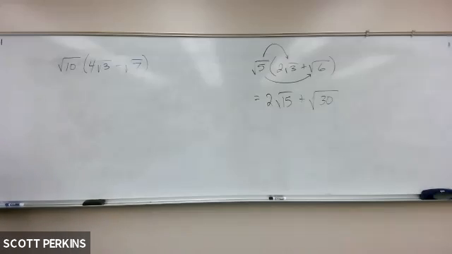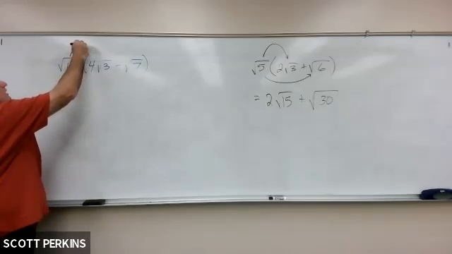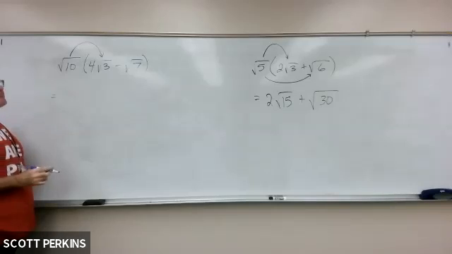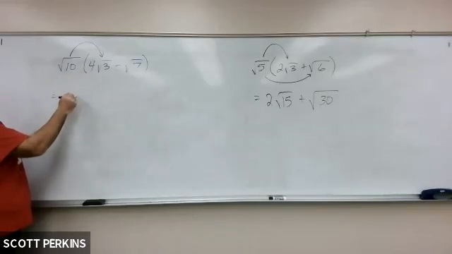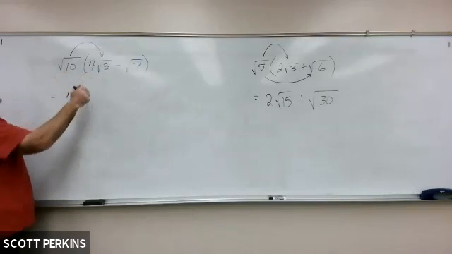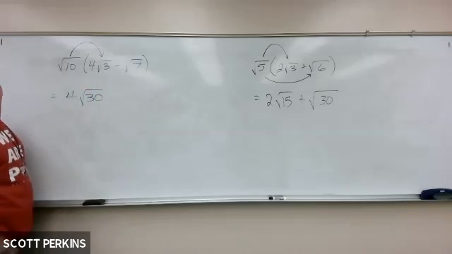Multiply stuff outside with other stuff outside. You multiply the stuff under with other stuff under. So here you go. Square root of 10 times 4 square root of 3. Well, I've got a 4 outside the radical, and then square root of 10 times square root of 3 is square root of 30. Anybody get something different we need to talk about?